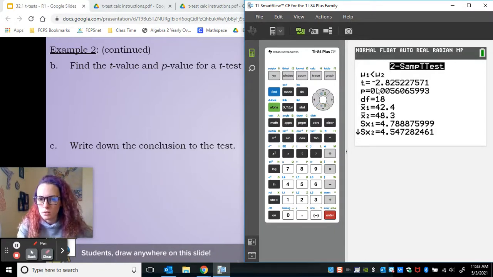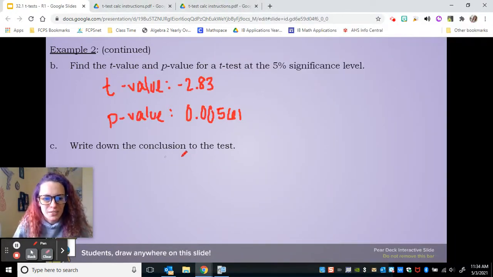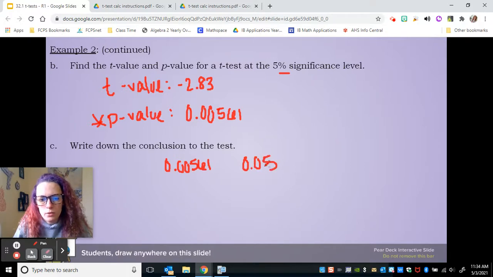So my t value is a negative 2.83 rounded to 3 significant figures, and my p value is 0.00561 rounded to 3 significant figures. Finally, writing the conclusion for the test, again, I'll compare my p-value to my significance level, so 0.00561 compared to my 5% as a decimal, so 0.05. 0.00561 is less than 0.05. So again, our null hypothesis is rejected.